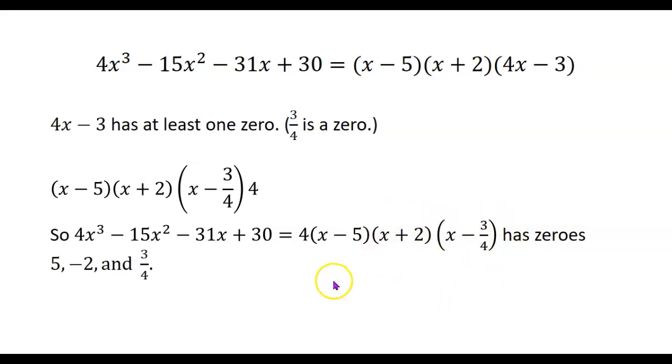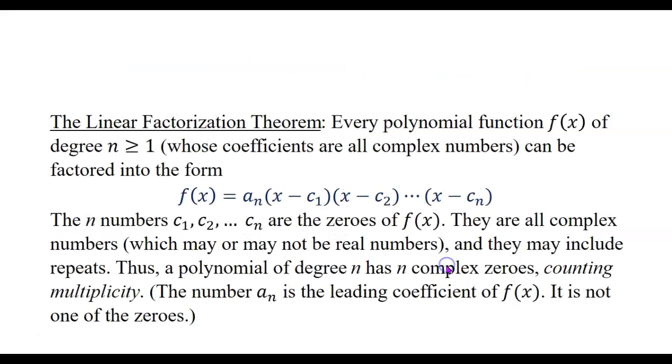So it turned out that it had 3 different zeros. And when we pulled it apart into these factors, there was one of these factors, x minus some number, for each one of the zeros. 5 was a 0, x minus 5 was a factor. -2 was a 0, x plus 2 was a factor. 3/4 was a 0, x minus 3/4 was a factor. And that sort of thing is true in general.